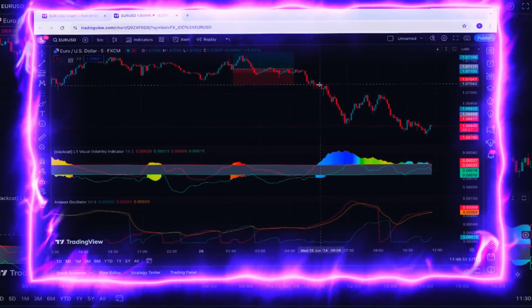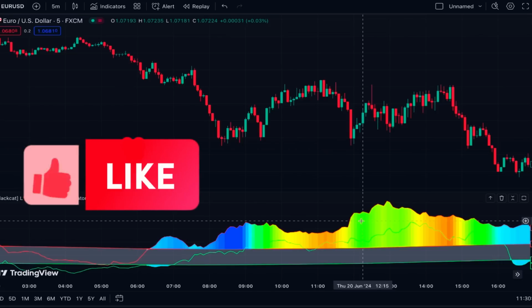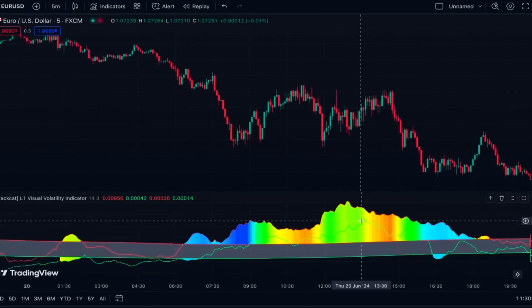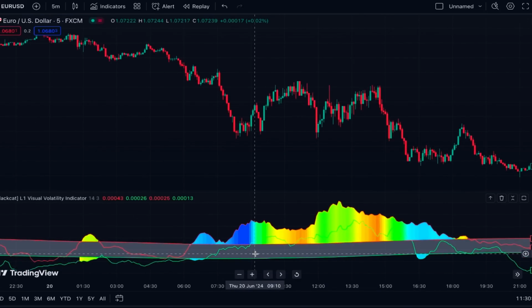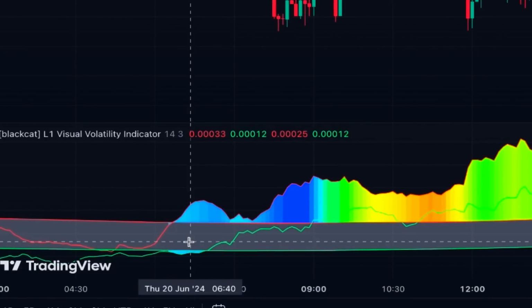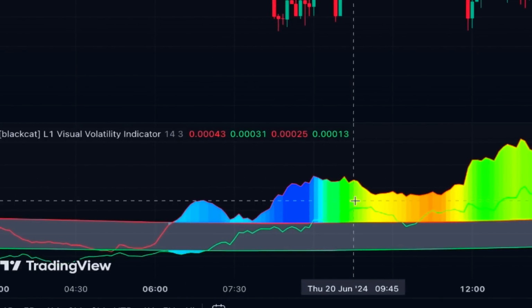Alright, this indicator is built based on ATR, average true range, which provides a perfect framework for tracking volatility. And one of the key advantages of this indicator is that it has the ability to adapt to the market condition. And we have a dynamic channel here, which changes based on the market condition. We have two lines here, red and green. And when the red line goes above the channel, the area between the two lines becomes colored like this.